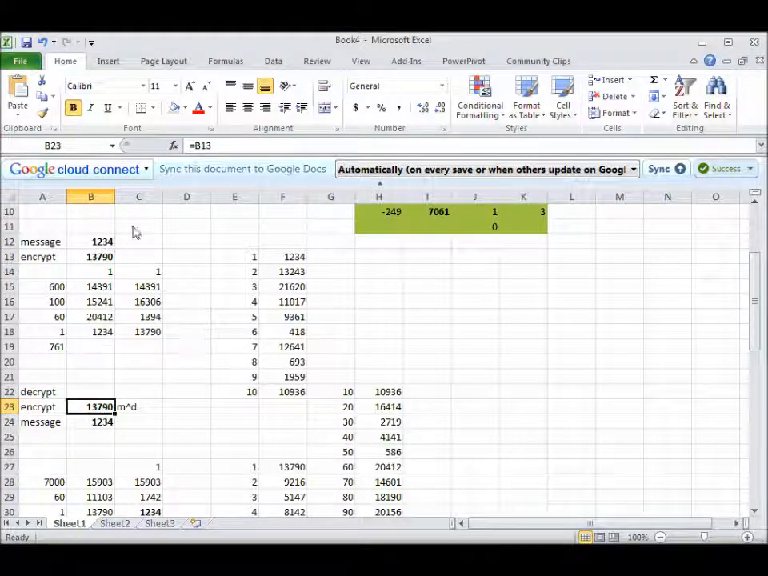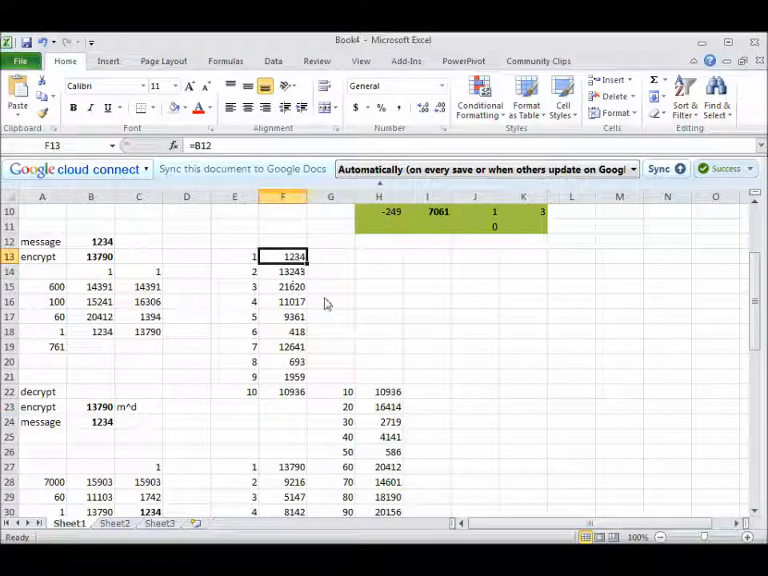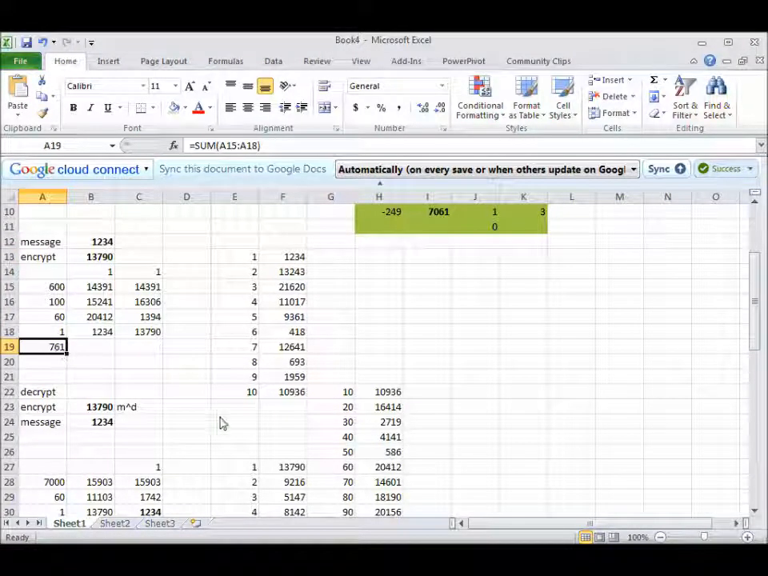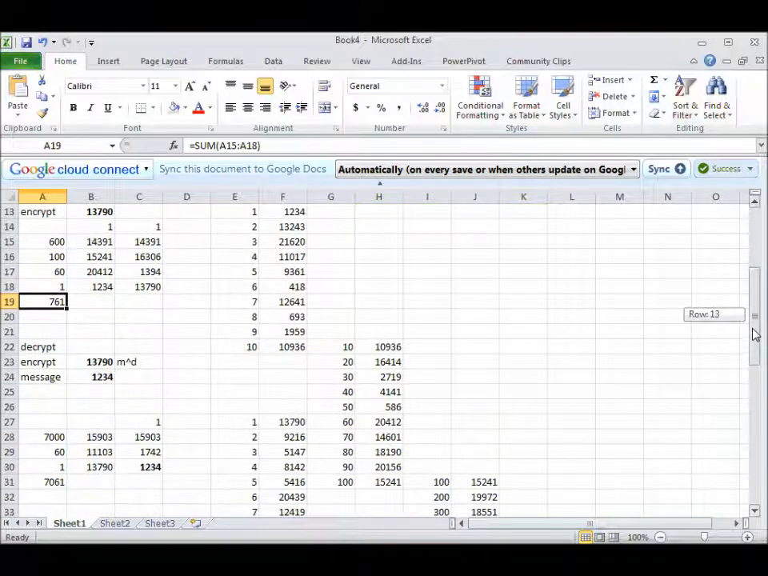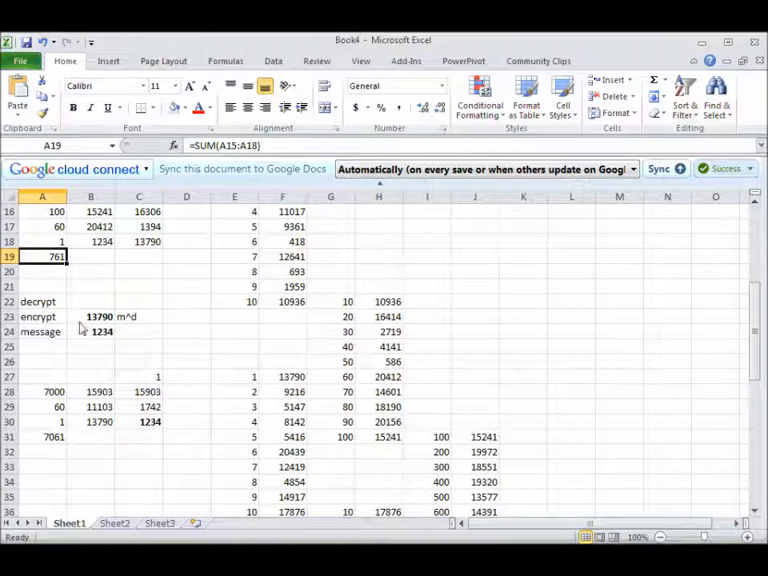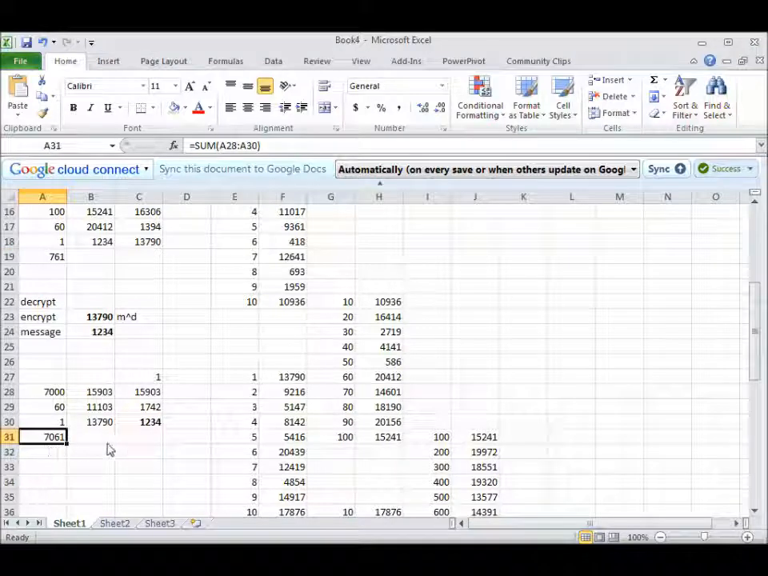Notice as well that the encryptor had no knowledge of D whatsoever. They were only using E, and all they were doing was taking that number and squaring it and cubing it and whatnot until they did it 761 times. Then they sent that message, which was now 13,790, to the person who created the encryption scheme, and that person raised it to their secret key 7061 and ended up with the original message right there.